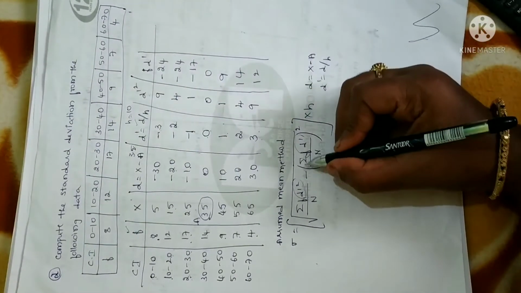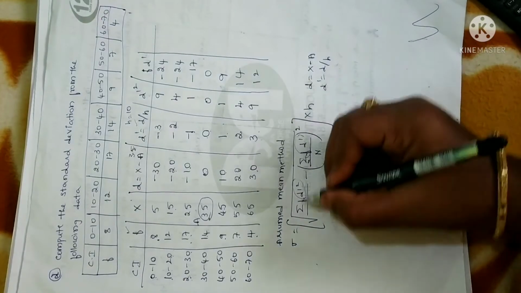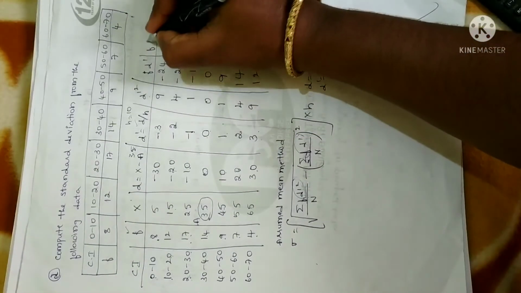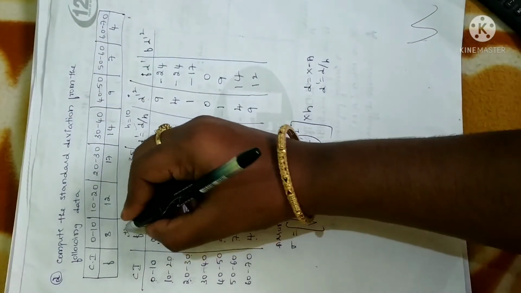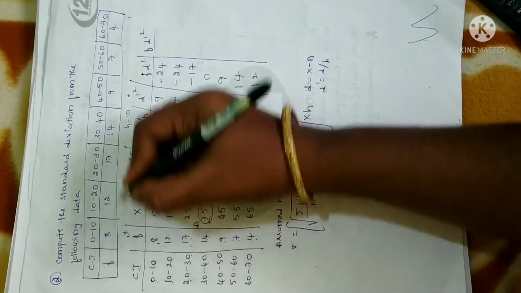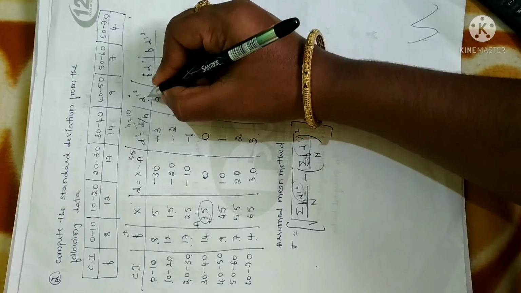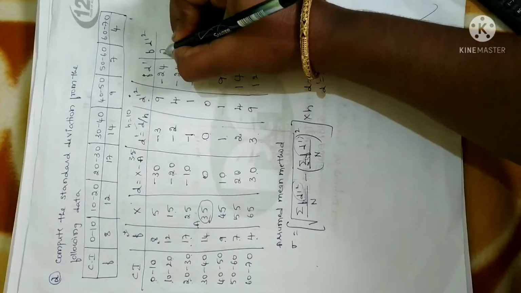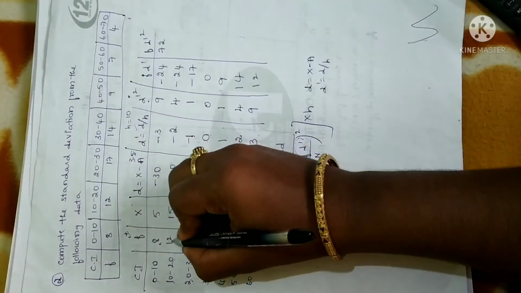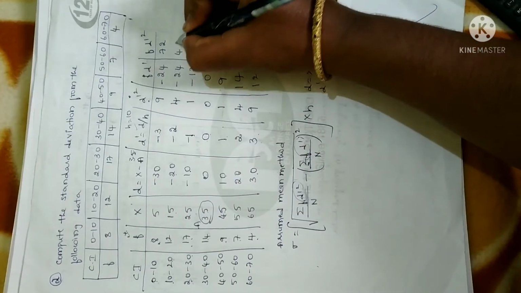Next, what is required? F into d dash I have already done. F into d dash square is needed. I have calculated d dash square here and f is here, so let me multiply f with d dash square. This column with this column we have to multiply. 8 into 9 is 72. Next, 12 into 4 is 48.